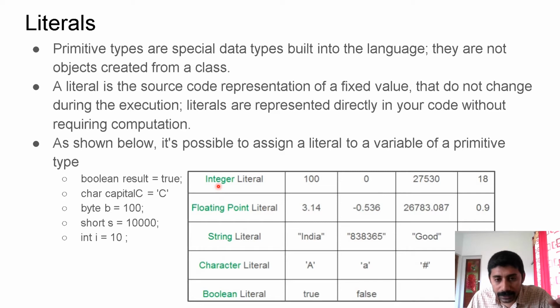So here you look at this table. These are the integer literals. It can be signed or unsigned. Now floating point literals, 3.14. All these are floating point literals. String literals, things will be within the double quotes.